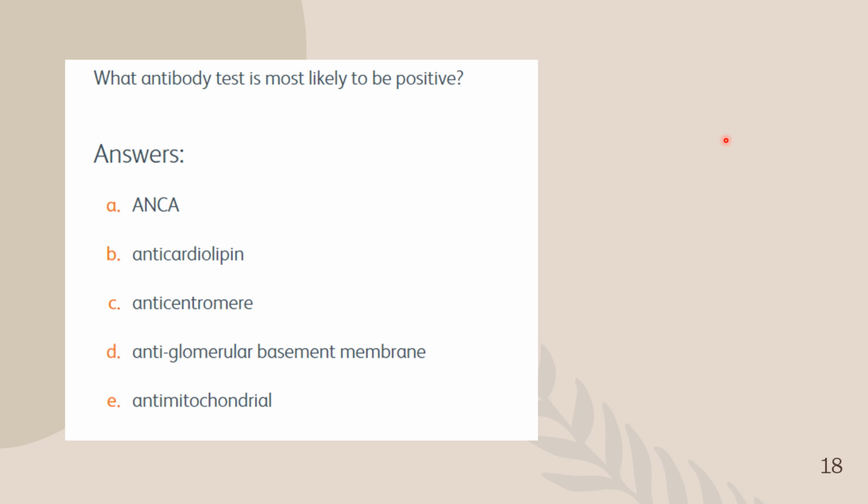Anticardiolipin is suggestive of APLA. APLA can be the case, right? Because APLA has venous thrombosis, low platelet, and can have renal manifestation. Anticentromere is seen in limited cutaneous systemic sclerosis, which is not the presentation here. That's a rheumatological manifestation. Anti-GBM again has pulmonary manifestation, not given in the question. Antimitochondrial antibody comes with primary biliary cirrhosis, which is not the presentation here. So it could be anticardiolipin.